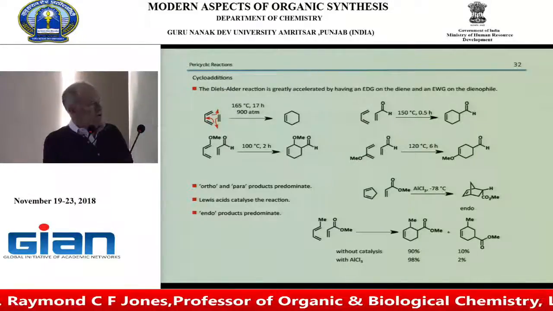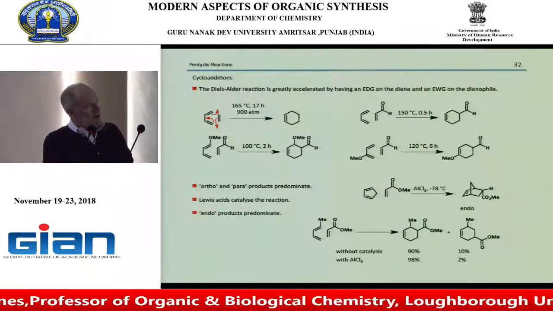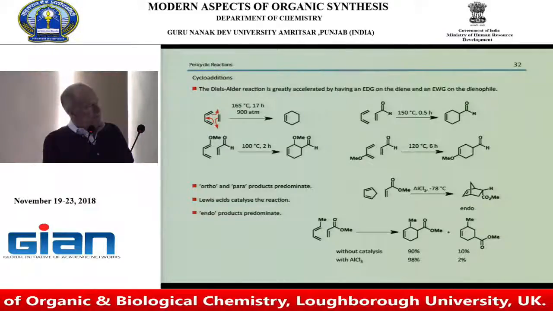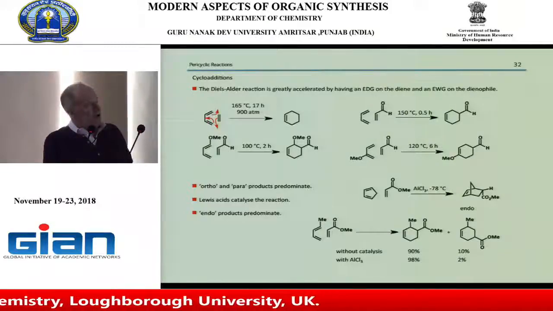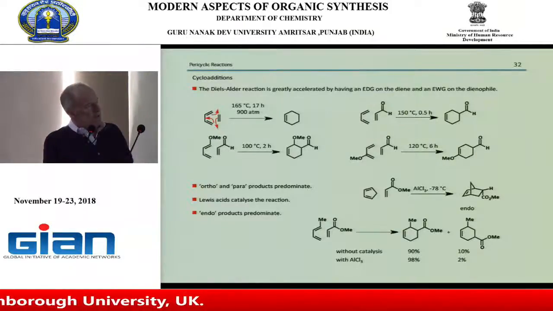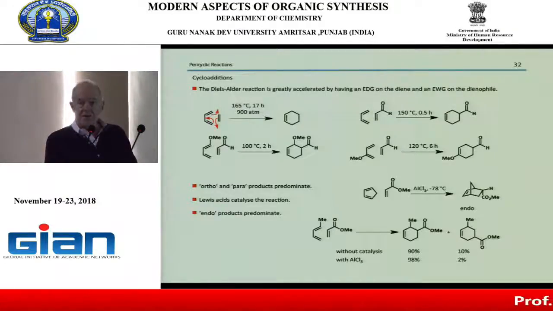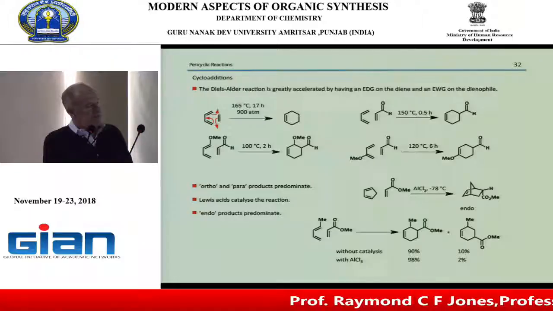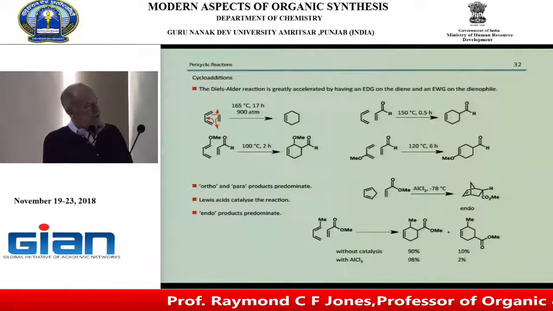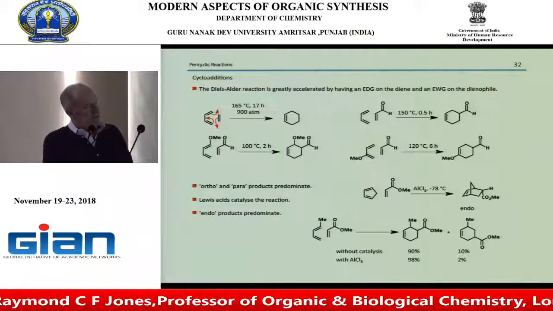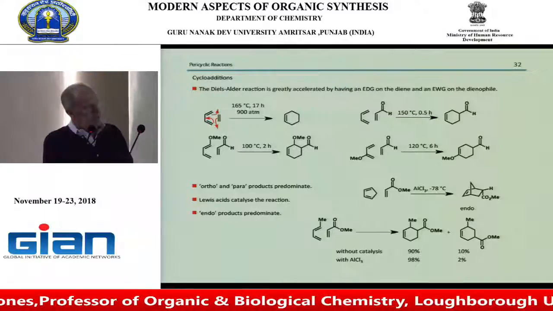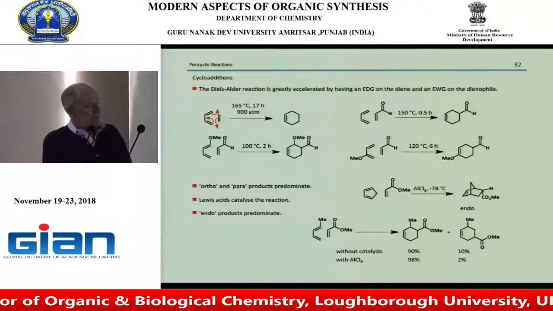catalyze the reaction. So this reaction, you look at this, cyclopentadiene with methyl propenoate, methyl acrylate. With aluminium chloride as the Lewis acid catalyst, it goes at minus 78 degrees. So very much accelerated, and we'll see about why that may happen as we go through this session. The Lewis acid is complexing as it happens to the carbonyl oxygen of the substituent on the dienophile.